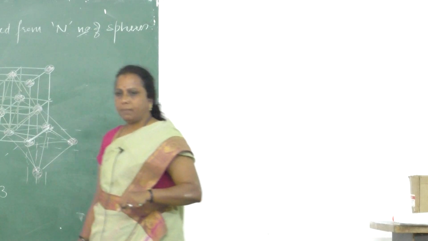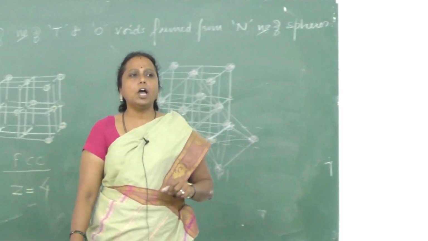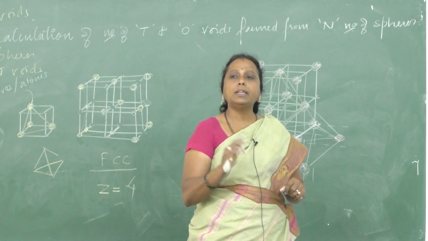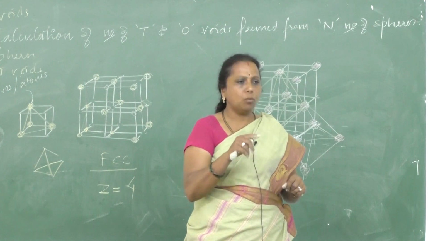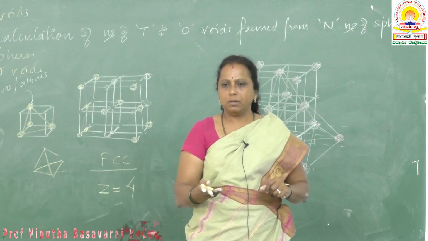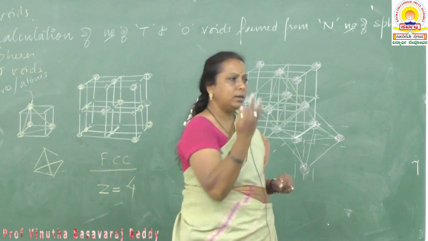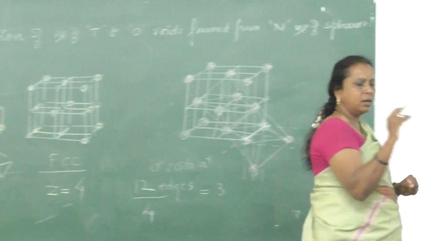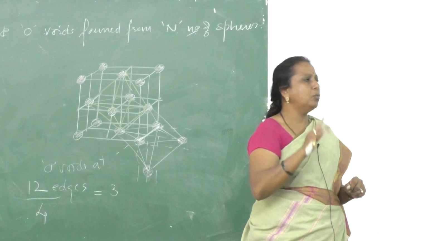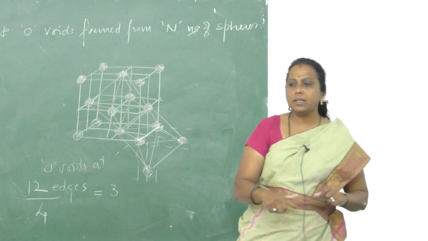Edges: 12. Edges are shared by how many unit cells? 4. So each will get how much part of the ovoid? 1/4. 1 by 4 into 12, which is 3. Inside 1. Total 4 ovoids.